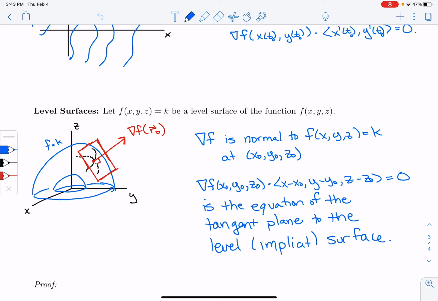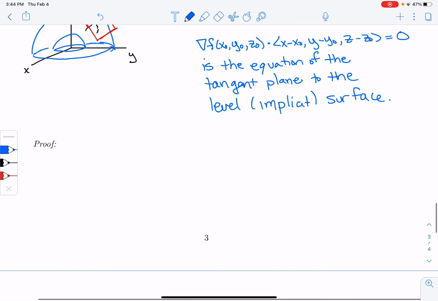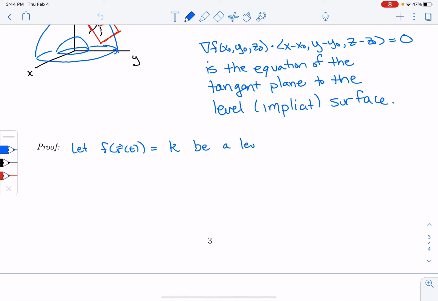Now, I've stated this, but why is this true? Why is it that the gradient is going to be perpendicular to a level surface? Well, this is actually not too hard to see. So we're going to let f of r of t equal k. That's going to be a level curve or surface.